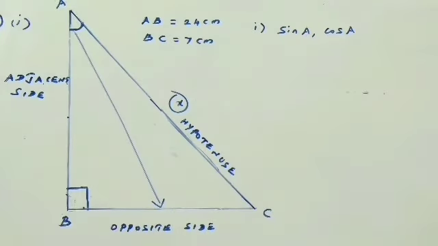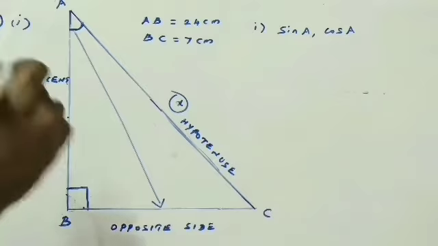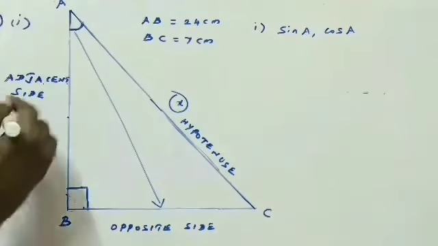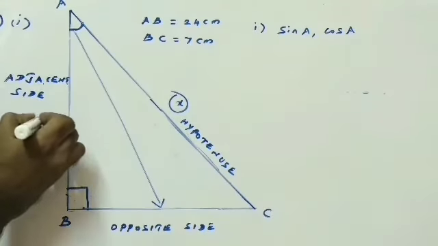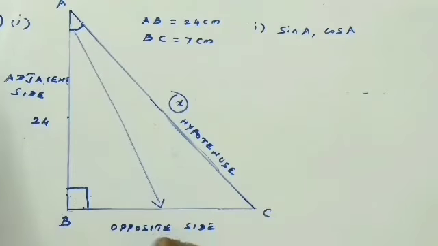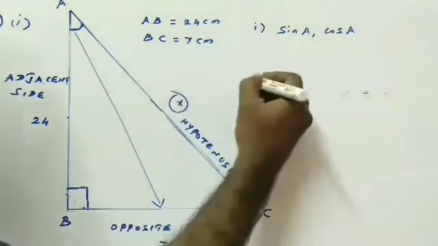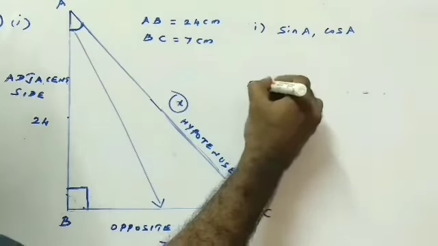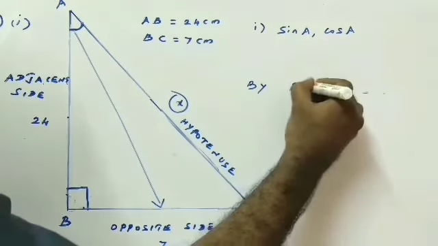Now they mentioned AB equal to 24 centimeters. This is AB. So the value of AB is 24. Then the value of BC equals 7. This is 7. According to Pythagoras theorem, adjacent square plus opposite square equals hypotenuse square. So write by Pythagoras theorem.